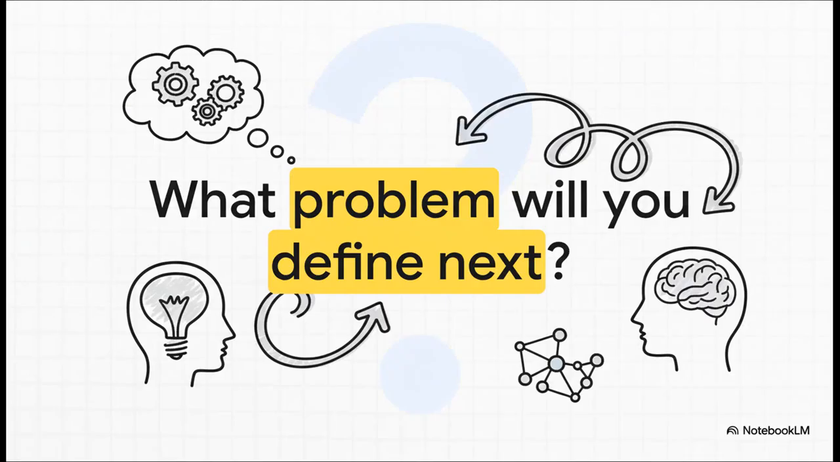When you really think about it, what's so powerful here is that prompt engineering isn't just about getting better at talking to an AI. It's really about getting better at articulating your own thoughts with more clarity and precision. It forces you to perfectly define the problem before you can ever hope to get the right solution. Which leaves us with one final question to chew on. What problem will you define next?